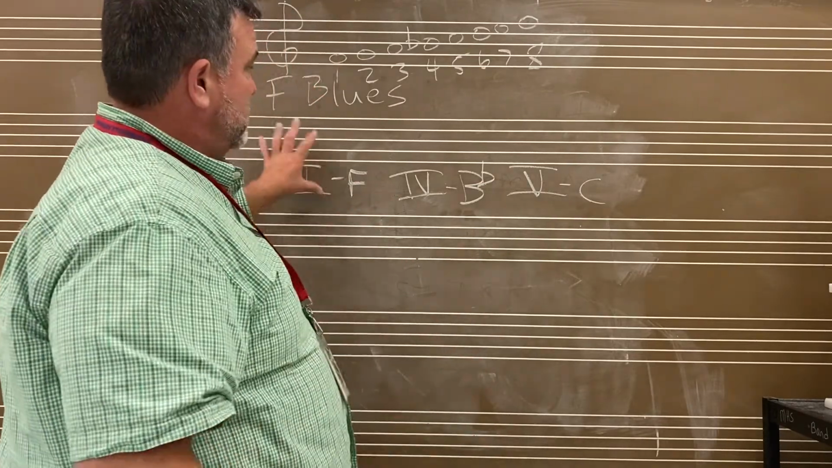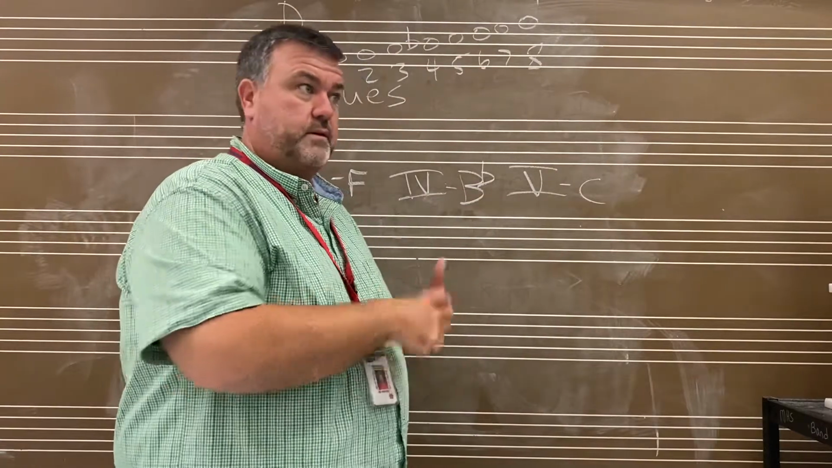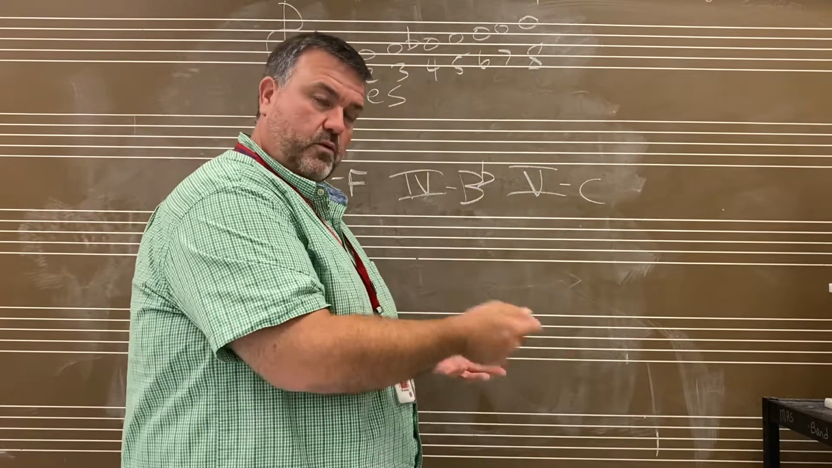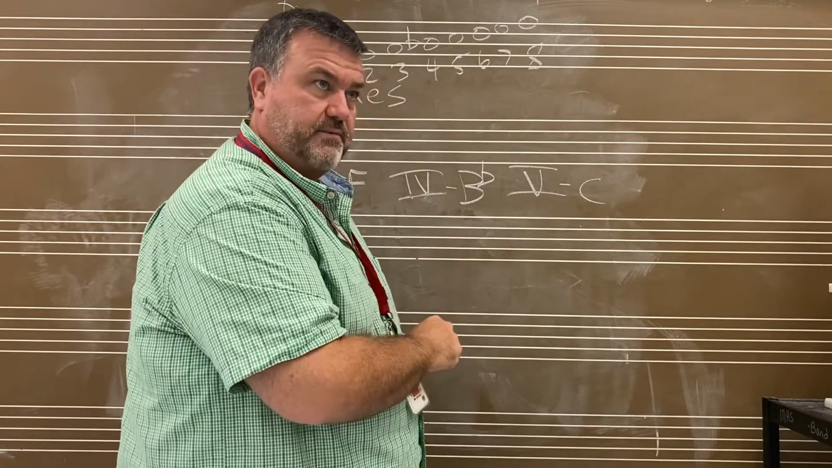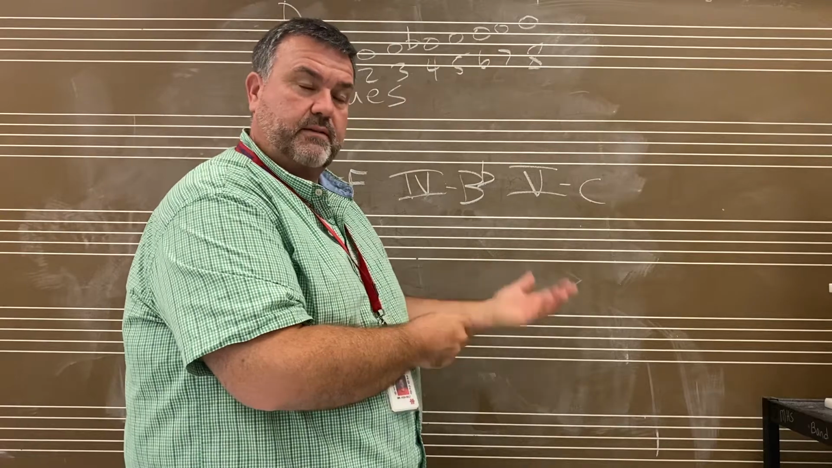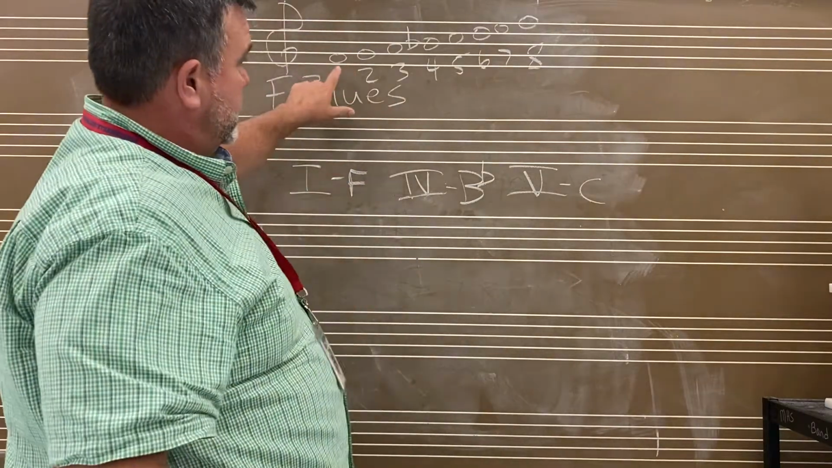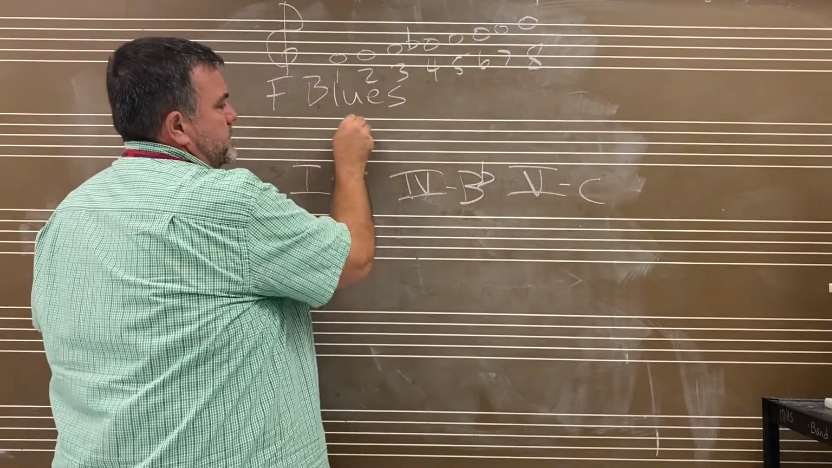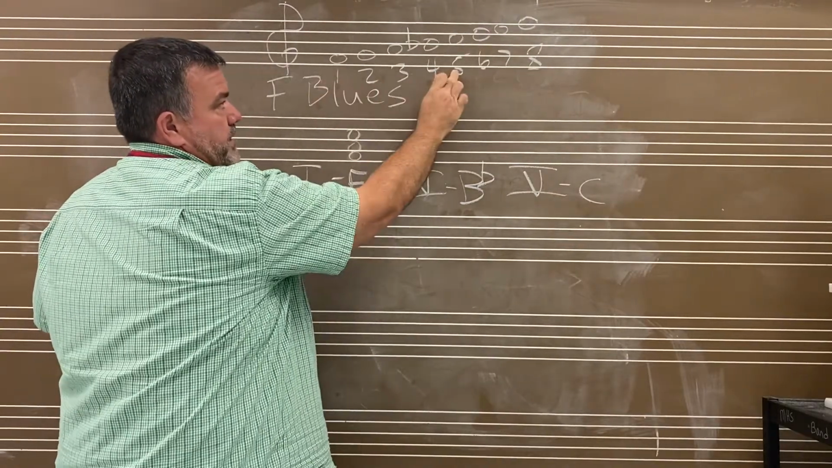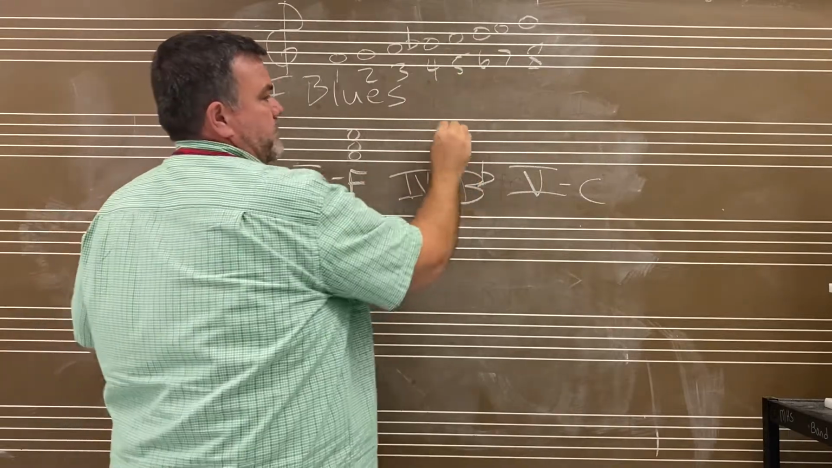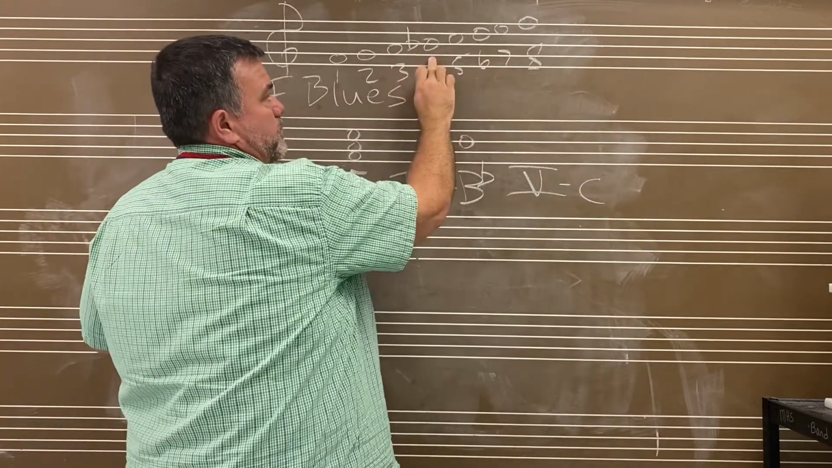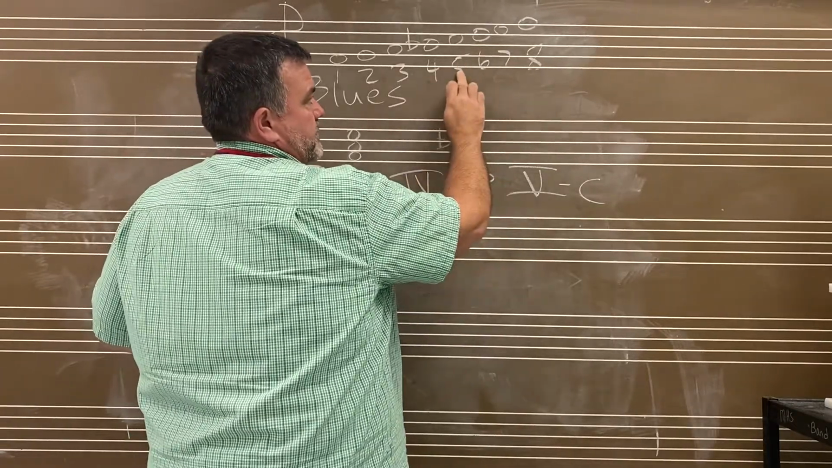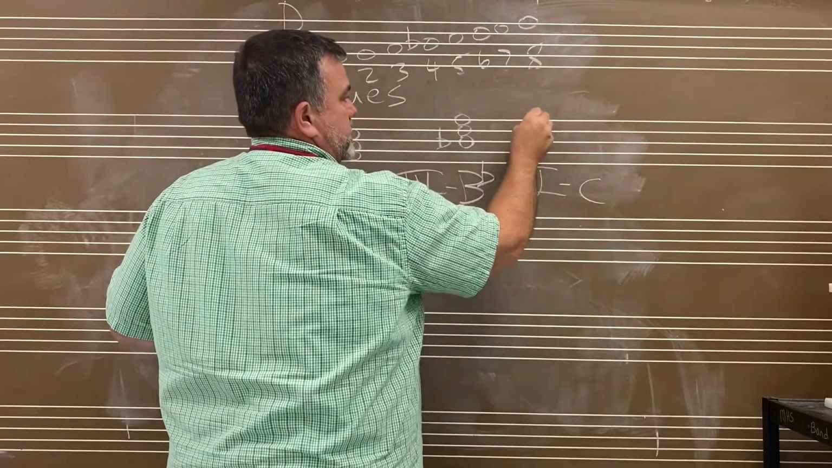Okay, so 12-bar blues, the 1 chord is the first 4 measures. The 4 chord is measures 5 and 6, back to the 1 in 7 and 8. Measure 9 is a 5, measure 10 is a 4, and then 11 and 12 back to the 1. So I've got my F: F, A, C, 1, 3, 5. My 4 chord, B flat: 4, 6, 8, B flat, D, F. My 5 chord is 5, 7, and then 9: C, E, G.